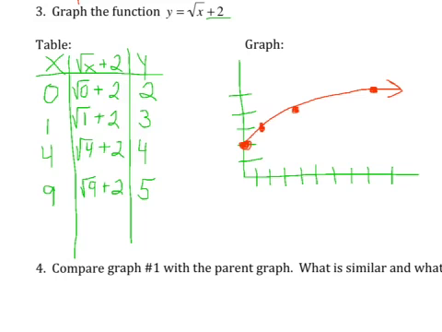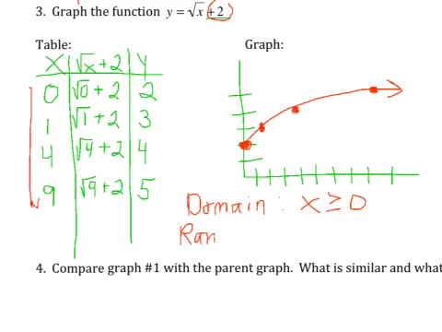A little bit different than the one that we graphed before, and that's because this plus 2 moved our graph up. So our domain, which is our x values, stays the same. It's still x is greater than or equal to 0. 0 is the smallest number we plugged in, and then they got bigger. But our range has changed. Our smallest y value isn't 0 anymore, it's 2. And then the y values get bigger. So we have y is greater than or equal to 2.